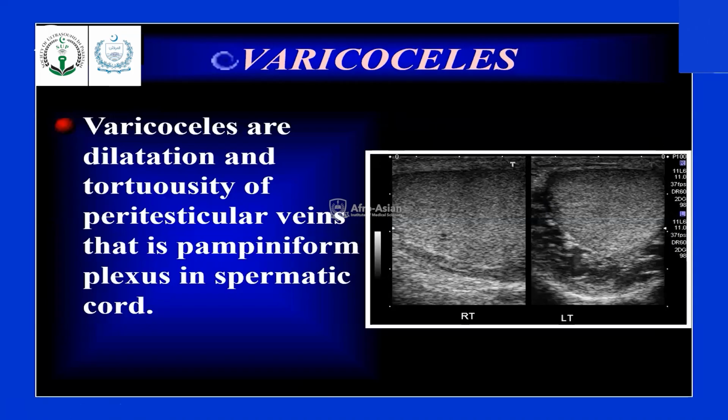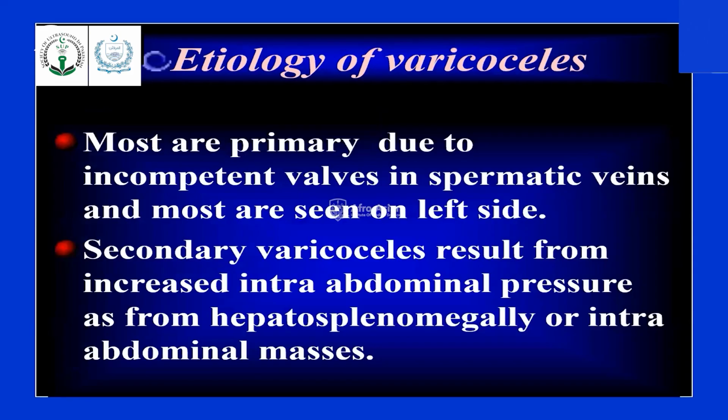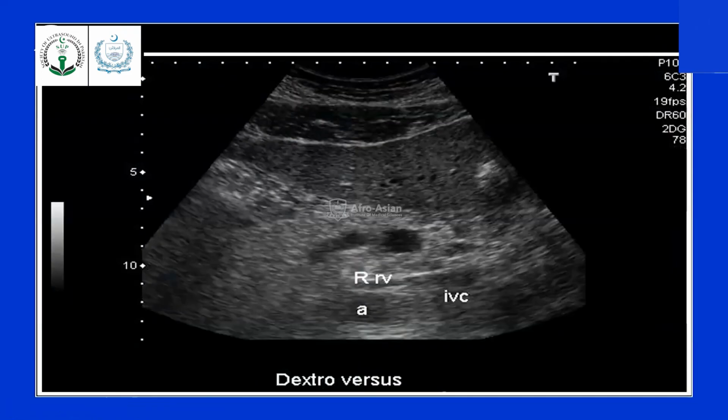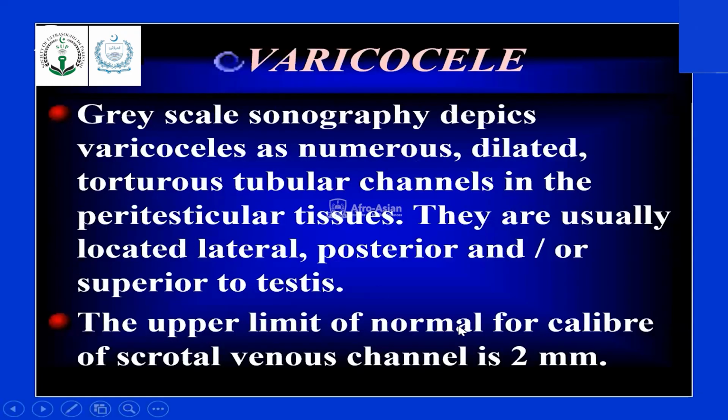Varicoceles are dilatation and tortuosity of peritesticular veins, that is the pampiniform plexus in the spermatic cord. Grayscale sonography depicts varicoceles as numerous dilated tortuous tubular channels in the peritesticular tissues. When we put on color, we will find these cystic areas are the vessels. They are usually located lateral, posterior, and or superior to testes.